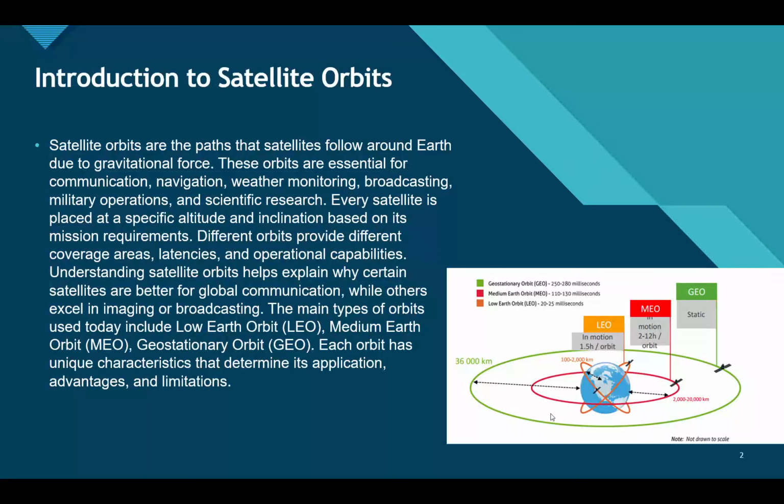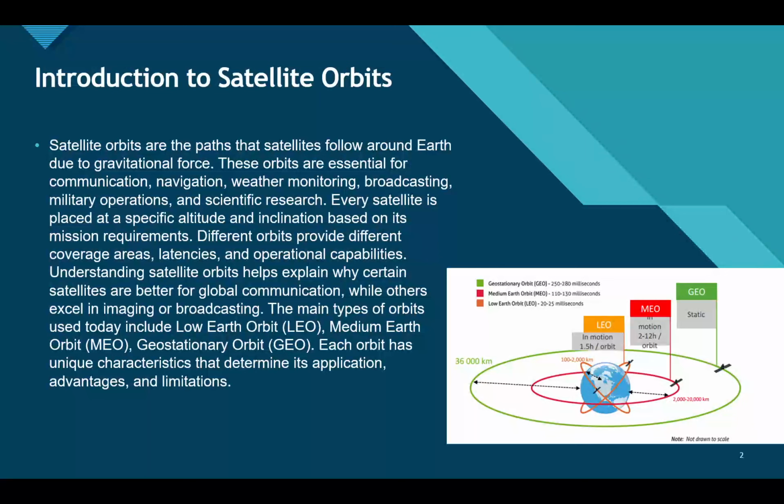Different orbits are used for different purposes, such as communications, navigation, weather monitoring, broadcasting, and other scientific research. Each orbit has its own unique altitude, coverage area, and performance characteristics. The main three types of orbits used today are LEO, which stands for Low Earth Orbit, then we have MEO, which stands for Medium Earth Orbit, and at last we have GEO, which stands for Geostationary Orbit.